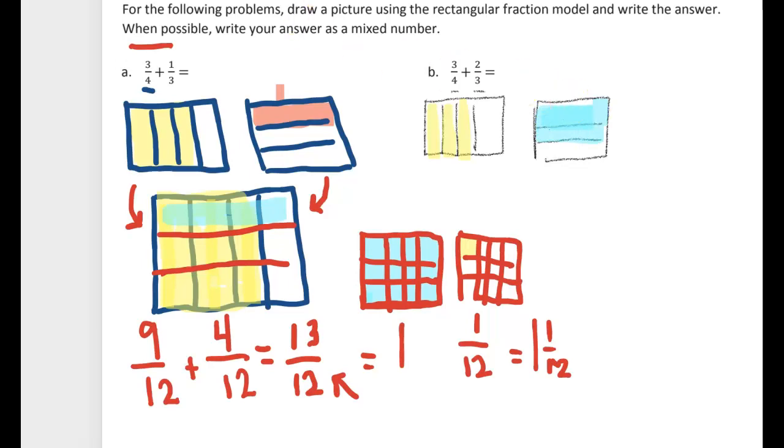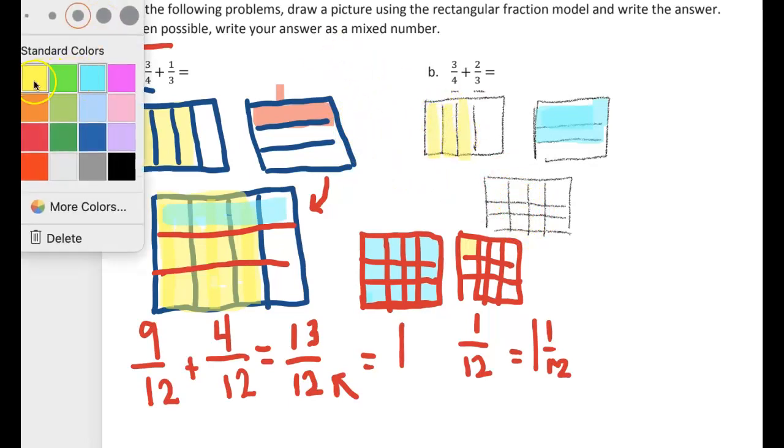Now when I combine them, I'm going to draw a larger model, and I've got my 1, 2, 3/4, and then I have my 2/3. Oh, I just needed one line. No, I needed 2. Yeah, 1, 2, 3. Yeah, there we go. And so now I'm going to highlight just like I did before, or shade.